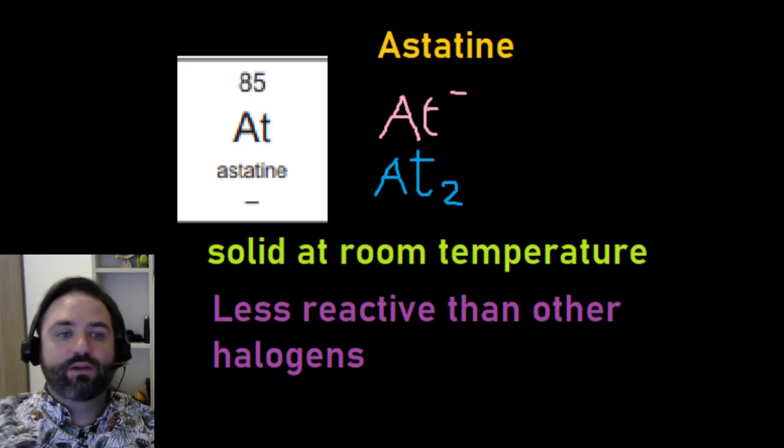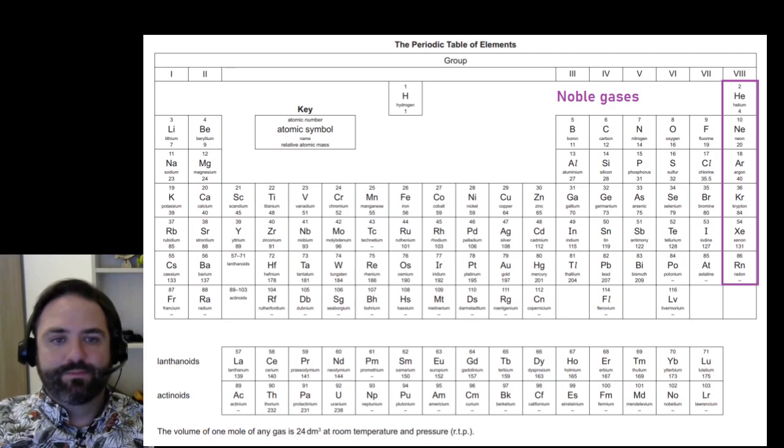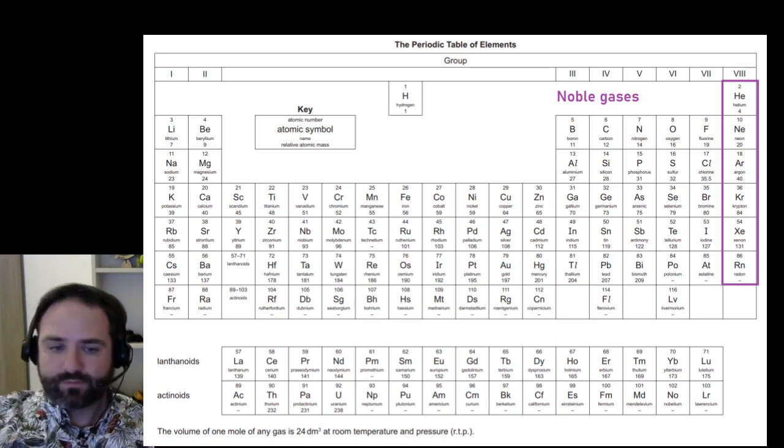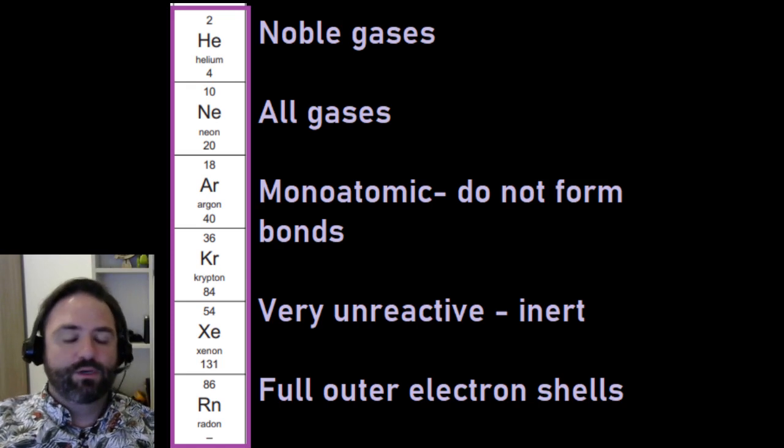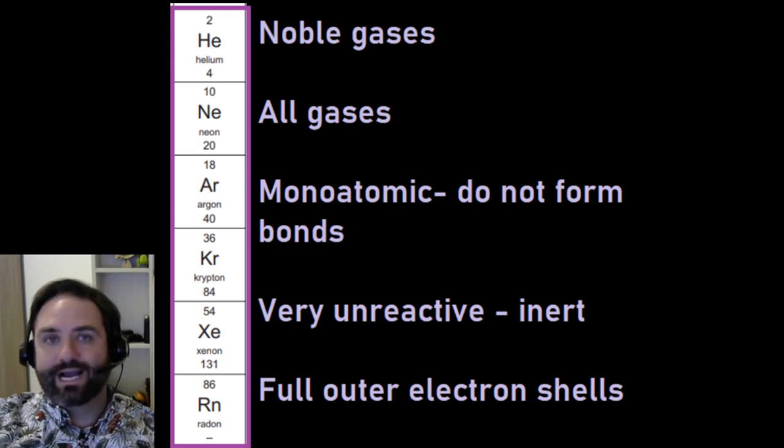There's one final group to take a look at, and that's group 8, sometimes called group 0. These elements are helium, neon, argon, krypton, xenon, and radon. They're known as the noble gases. The noble gases are all gases at room temperature. They're all monoatomic. That means they don't form pairs, they exist as single atoms. And most importantly, they are all very unreactive.